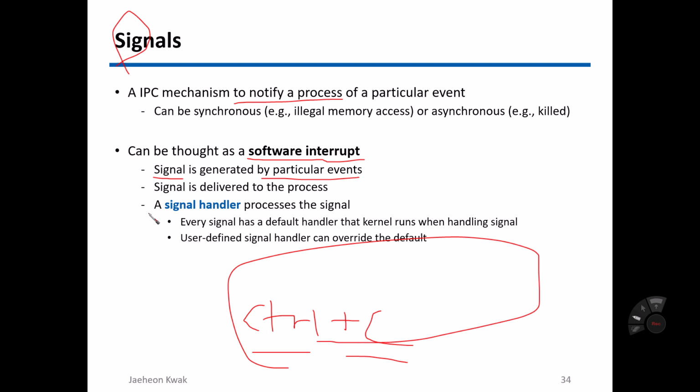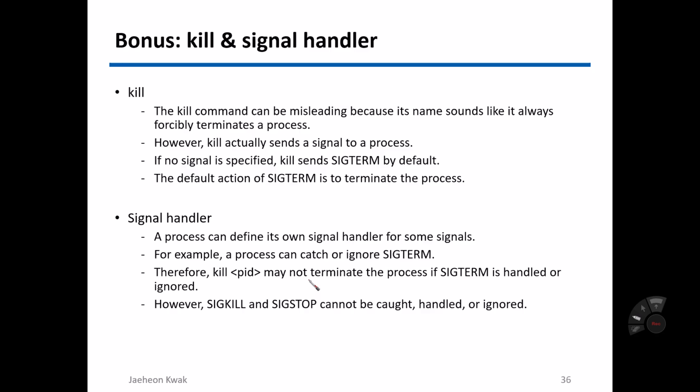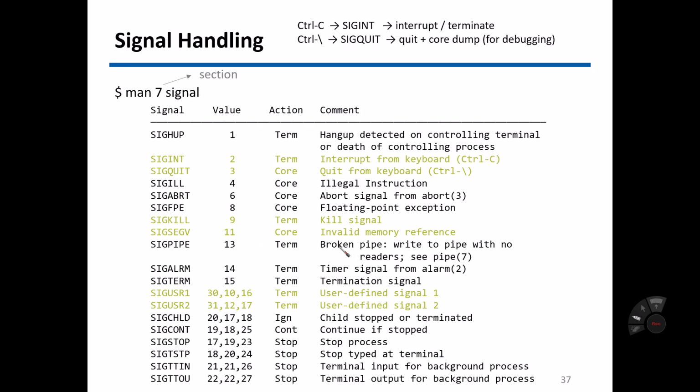The signal handler will take this signal and process it. Every signal has a default handler that the kernel runs when handling the signal. So when we press Control plus C, this SIGINT signal will be passed to the currently running process, and the default signal handler will take this value 2, and then terminate the currently running process.